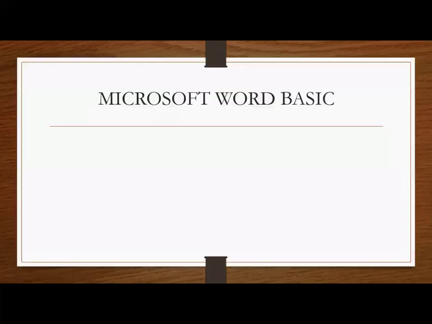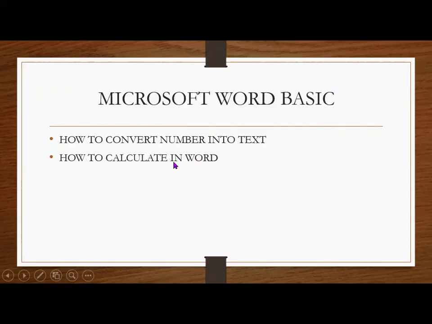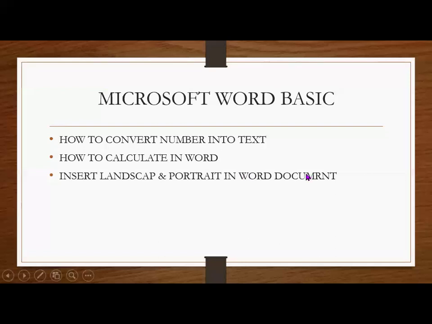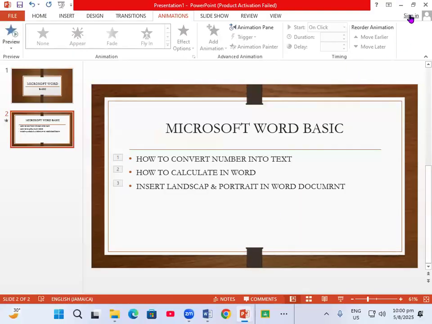Right in our Microsoft Word. All right, so we're going to look at some of the basics. The first one we want to look at is how to convert numbers into text, right in our Microsoft Word document, how to calculate in words. And the next one is inserting landscape and portrait in a Word document. When you open my Word document, it actually opens up in portrait, but you can also add a landscape section to that area. I'm going to guide you through these simple things. So let us get started.